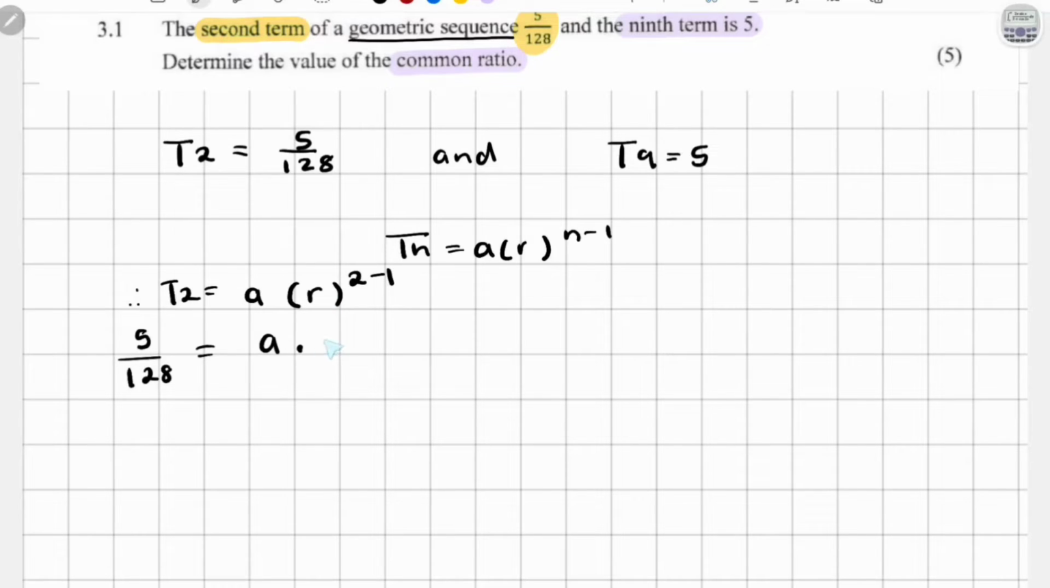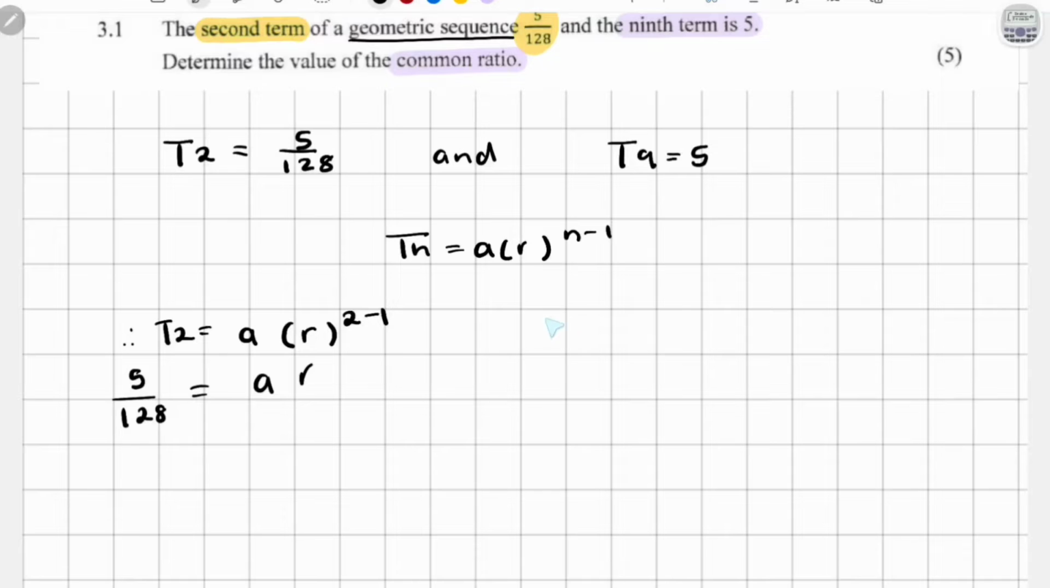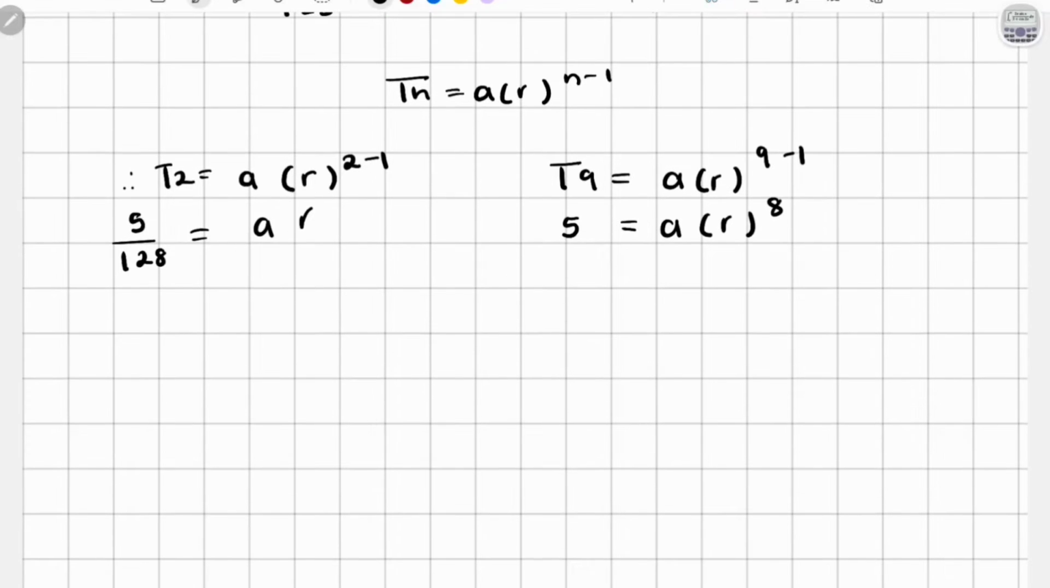And so you don't have to really write that 1. It's just A times R that we have there, or AR. For the other one, we're just going to say T9 is equal to A, again, multiplied by R raised to the power of 9 minus 1. And then term 9 is equal to 5. So 5 is equal to A multiplied by R raised to the power of 8. Okay, so these are the 2 equations we have.